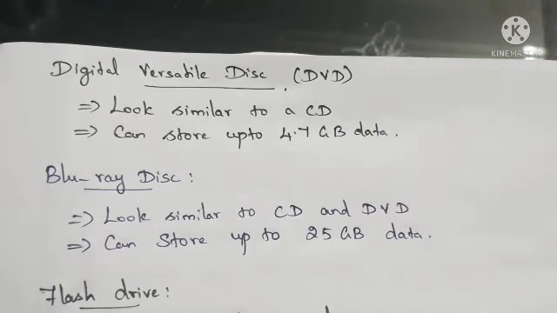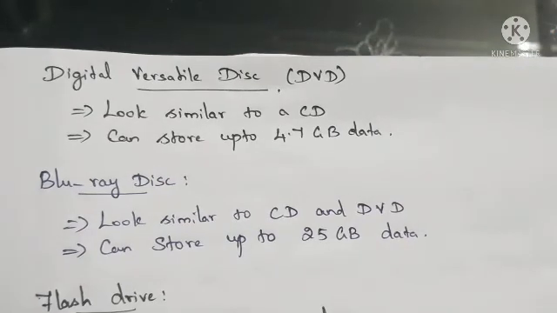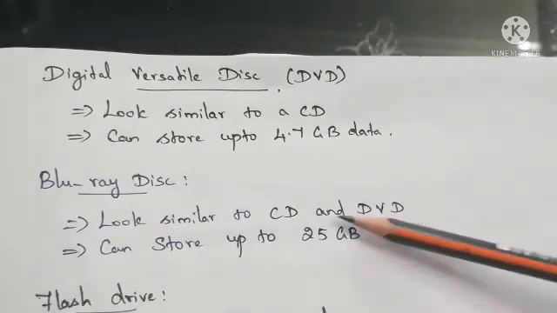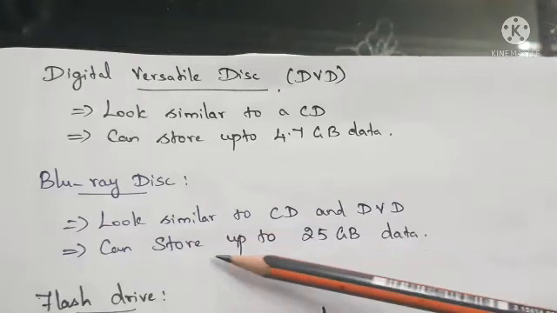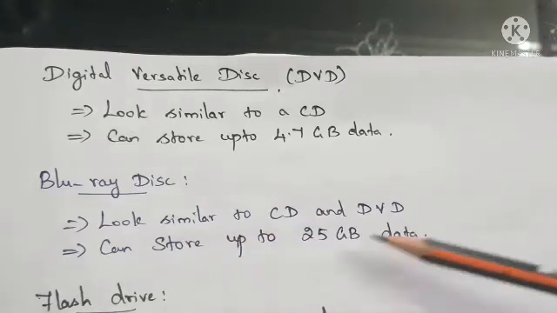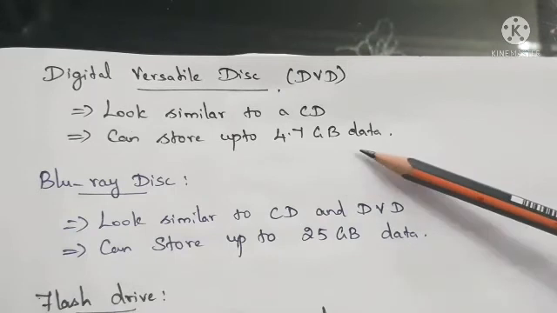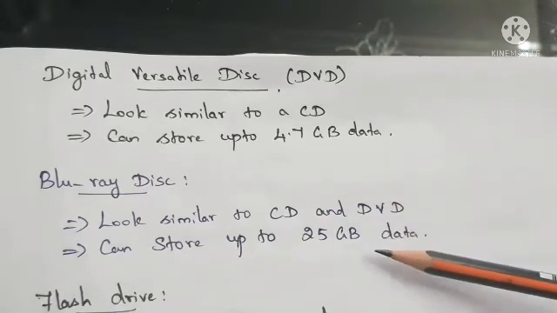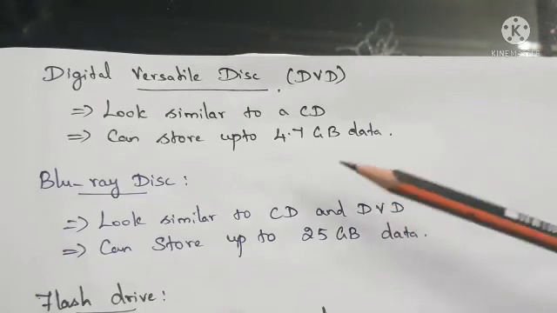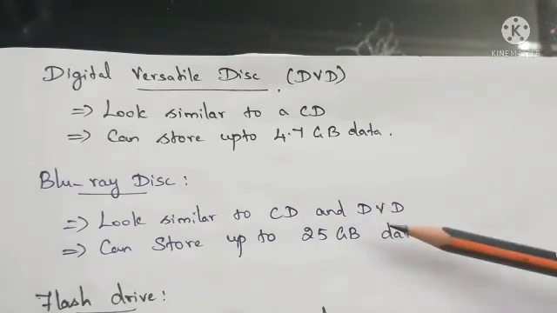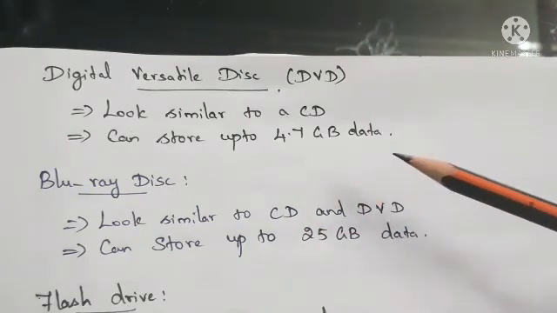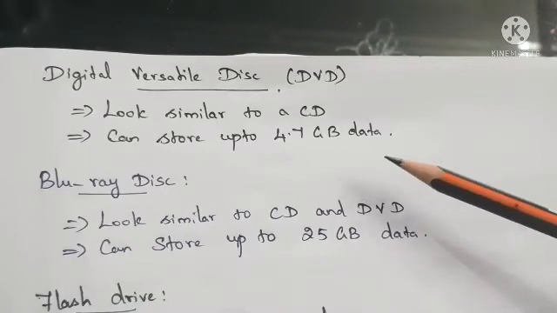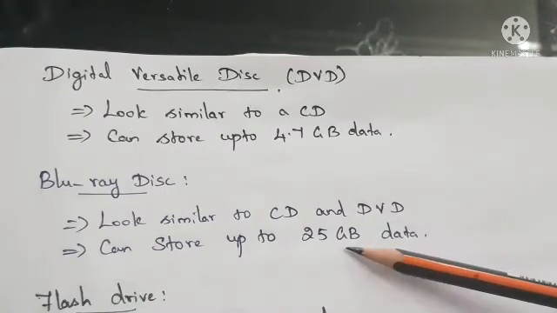Look at my next one, Blu-ray disc. The next example of secondary memory is Blu-ray disc. This disc also looks similar to the CD and DVD, and it can store up to 25 GB of data. Its data storage is increasing. When comparing, CD is 700 MB only, DVD 4.7 GB, Blu-ray disc 25 GB of data you can store. Okay, ma? Understood it? Blu-ray disc looks similar to CD and DVD. It can store 25 GB of data.